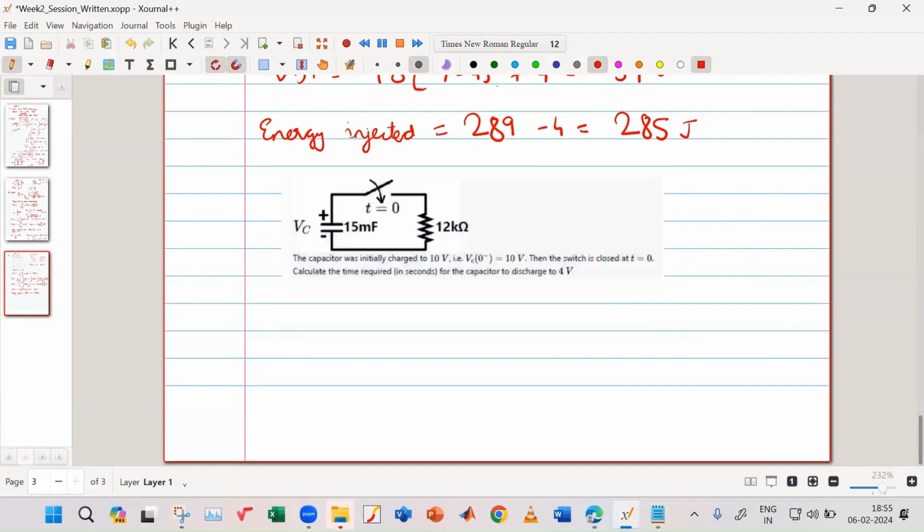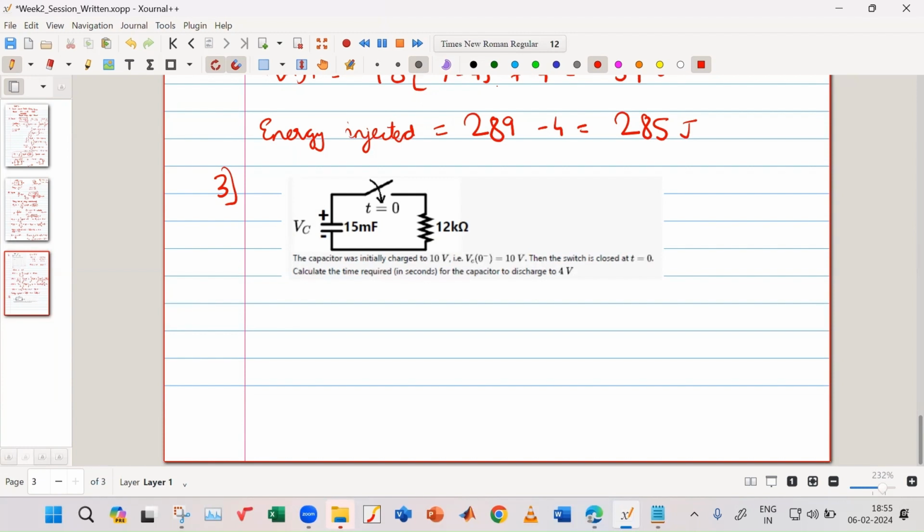So this is my question 3. The capacitor was initially charged to 10 volts, that is VC of 0 minus is 10 volts. Then the switch is closed at t equal to 0. Calculate the time required in seconds for the capacitor to discharge to 4 volts.